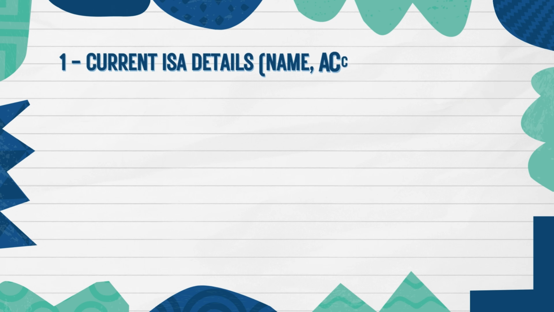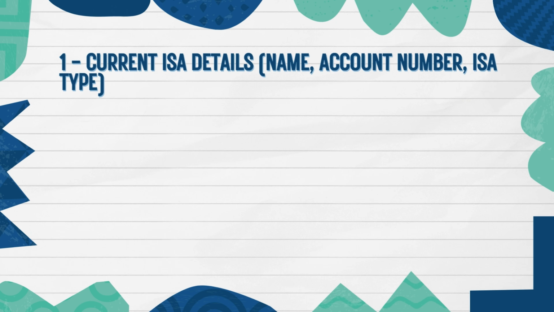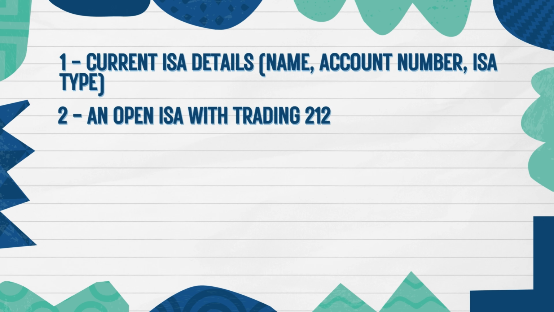You'll need a few real basic pieces of information that you can find on your current ISA platform, and also you'll need to make a few decisions about what type of transfer you want to make. So before you plan on transferring your ISA, you'll need your current ISA provider's details, so the name, possibly the account number and the type of ISA, an open ISA with Trading 212. If you haven't already done this, you can open one in the app or desktop. It takes just a few minutes.